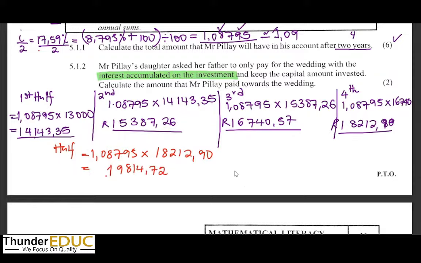So if we want only the interest, take out the capital. So meaning we're going to subtract the money that they invested, which was the capital. So minus 13,000, that's what they started with. So this is the money that you invested in the wedding as interest. This is question number 5.1.2, and this was 5.1.1.